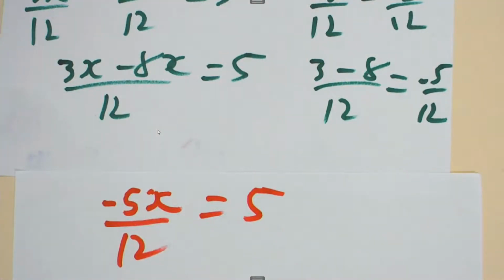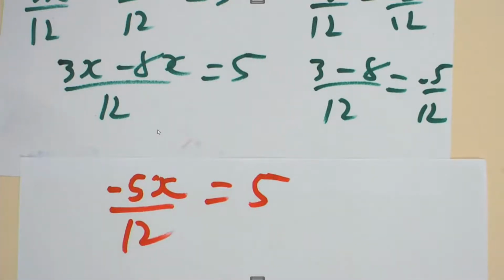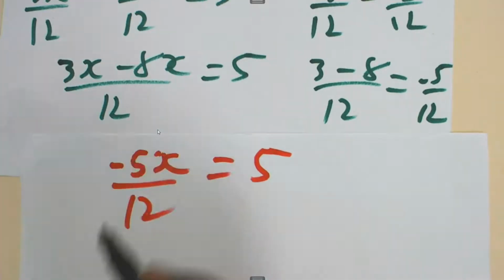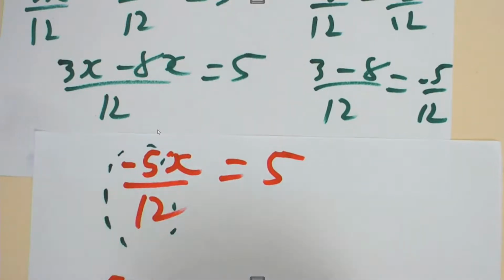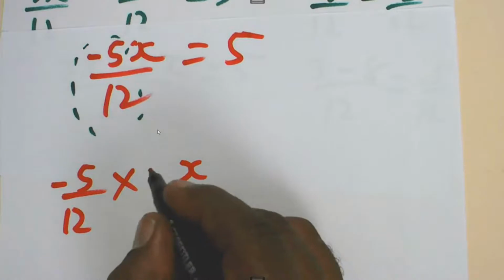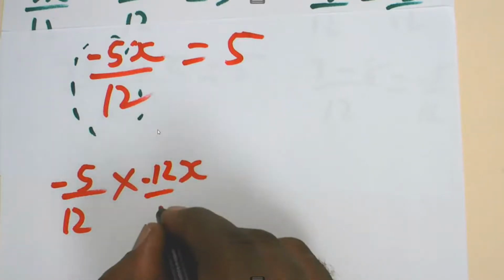Two ways. Let's look at it. What is that number you're going to multiply 12 with to give you 5? Or, again, we want to deal with the coefficient. Remember, we are solving for x. What is the coefficient? Minus 5 over 12. What do you multiply it with to give you positive 1? You're going to multiply it with the multiplicative inverse, which is negative 12 over 5.